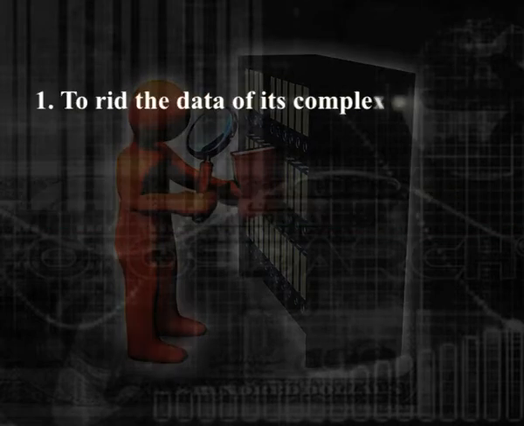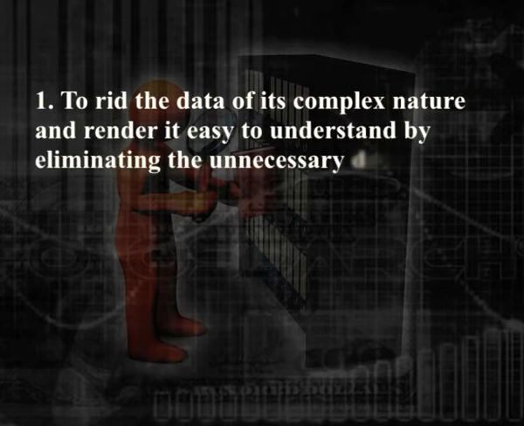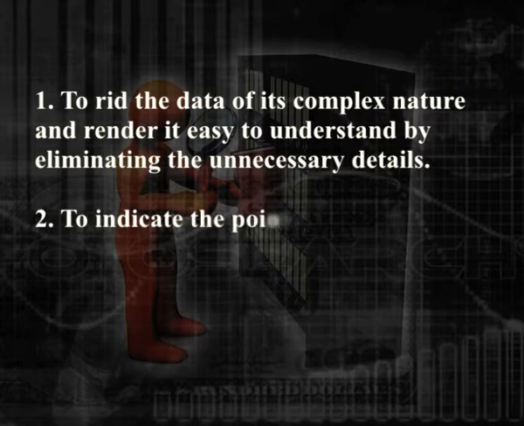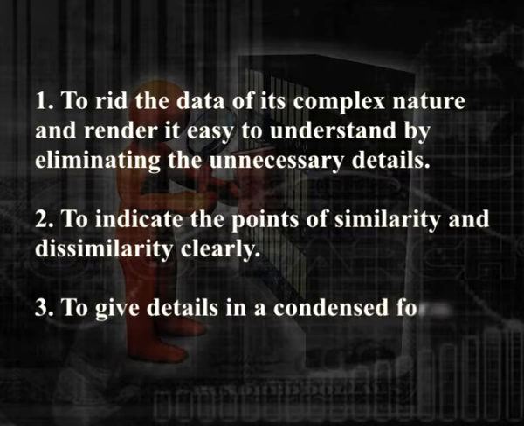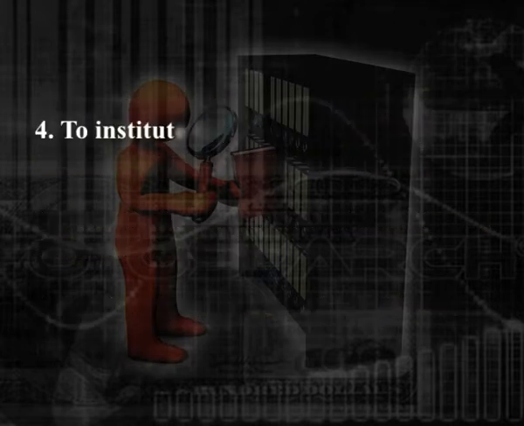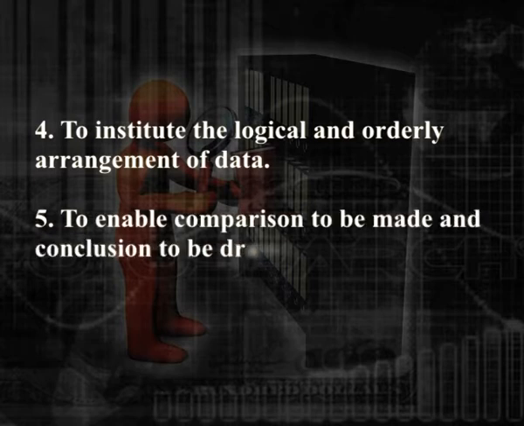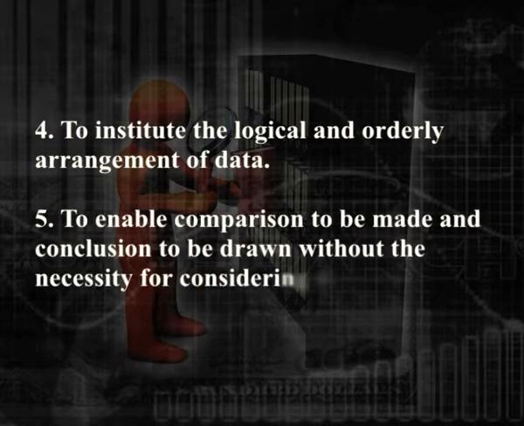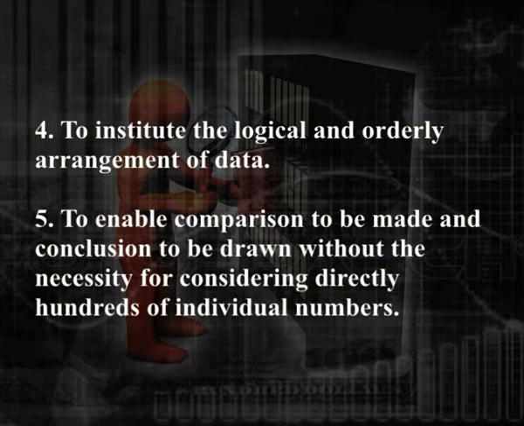First objective, to rid the data of its complex nature and render it easy to understand by eliminating the unnecessary details. Second objective, to indicate the points of similarity and dissimilarity clearly. Third objective, to give details in condensed form. Fourth point, to institute a logical and orderly arrangement of data. Fifth point, to enable comparison to be made and conclusions to be drawn without the necessity of considering directly hundreds of individual numbers.